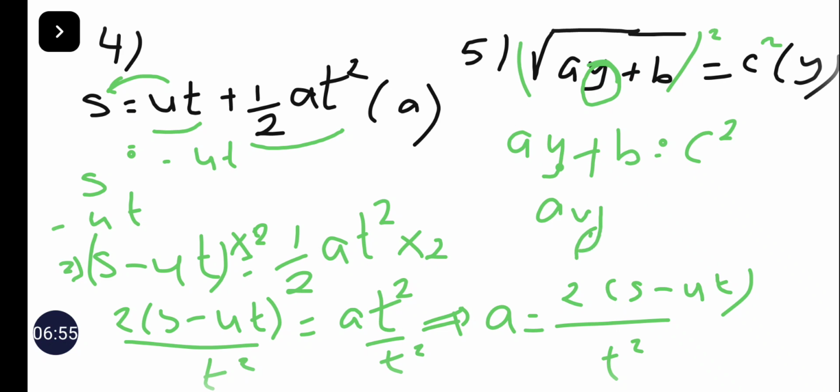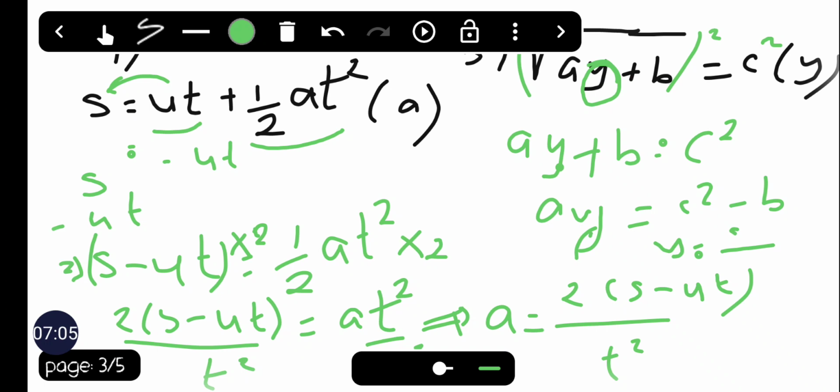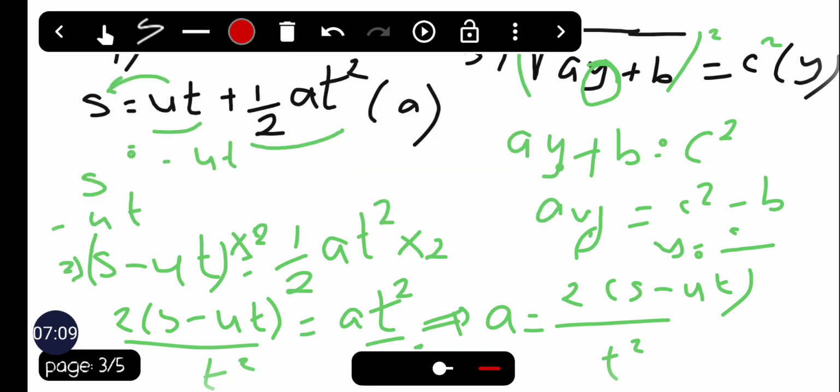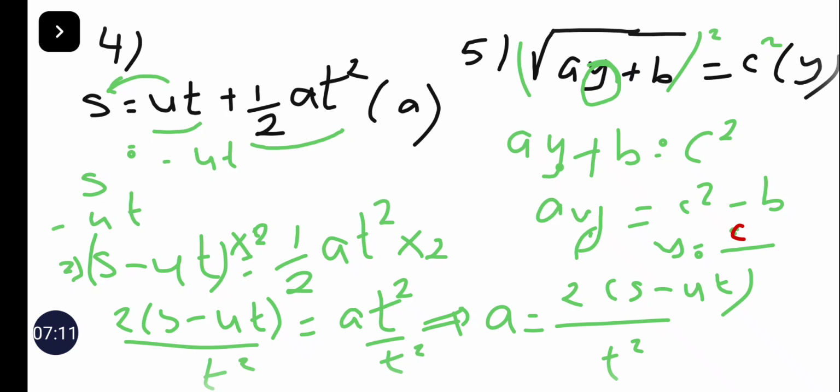Ay is equal to c squared minus b. So y will be c squared minus b divided by a. That's our y: c squared minus b divided by a.